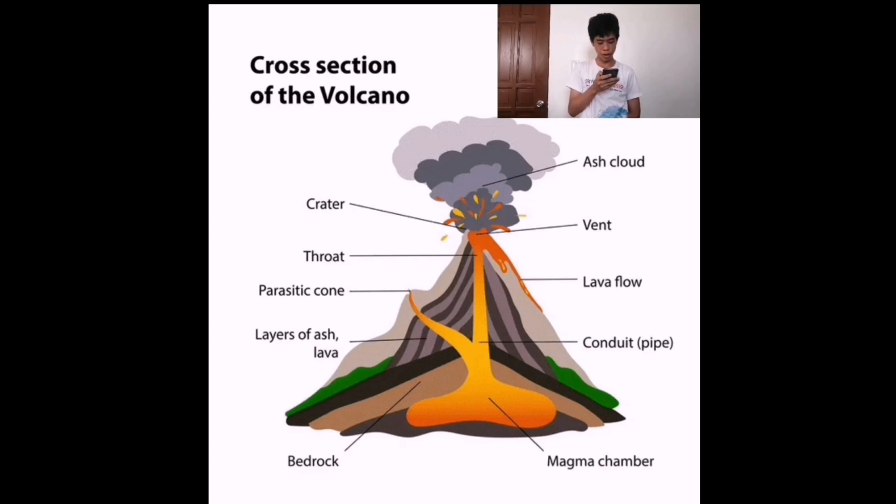Finally, the last part of the volcano is the ash cloud. This is a cloud of ash and gas that is ejected into the atmosphere during an eruption. Ash clouds can reach great heights and can be carried for many miles by the wind.